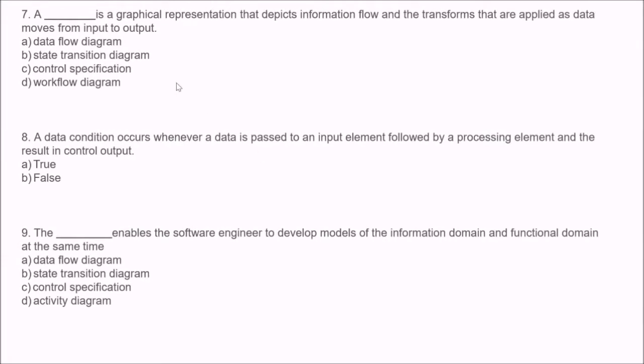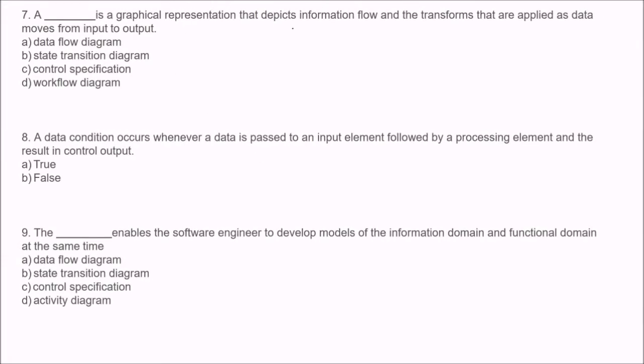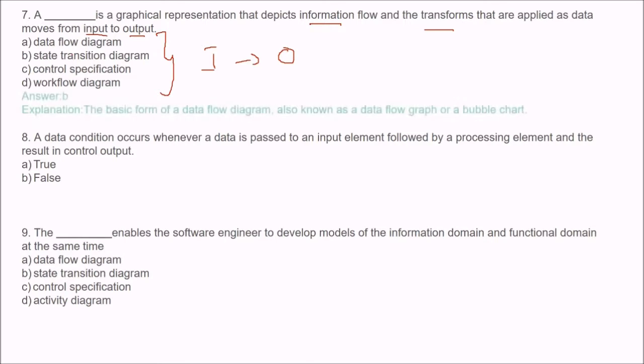Next question is a dash is a graphical representation that depicts information flow and the transforms that are applied as data moves from input to output. So these are options for you. What is the graphical representation that depicts information flow and the transforms that are applied as data moves from input to output? The answer is B.